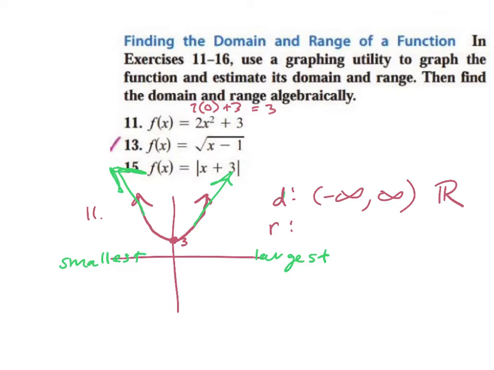Now our range, we start with the smallest y value and go to our biggest one. So what's our smallest y value of this graph? So if we start down low and go up, where does our line first touch the graph? At 3. So our range starts at 3, and then our graph keeps going up and up forever. So what's the end of our range? Infinity.